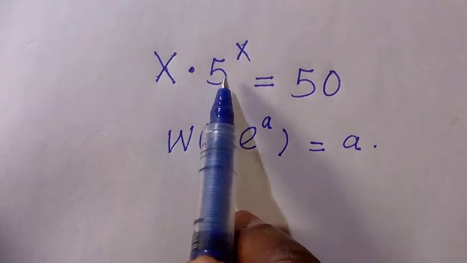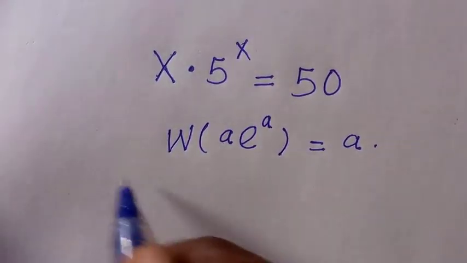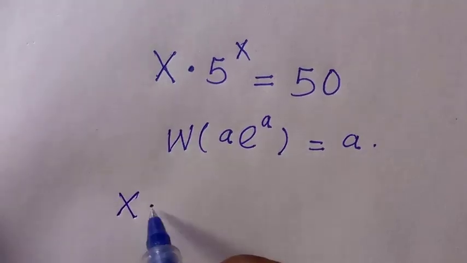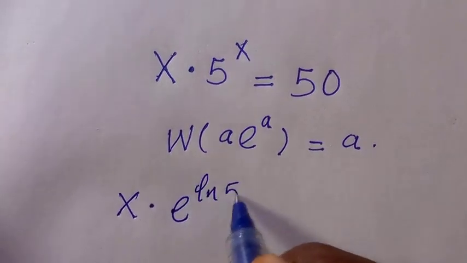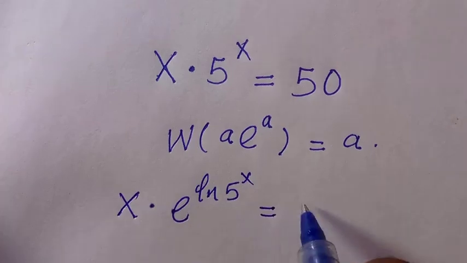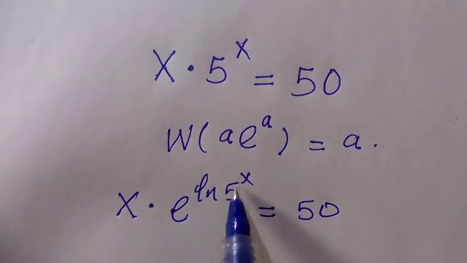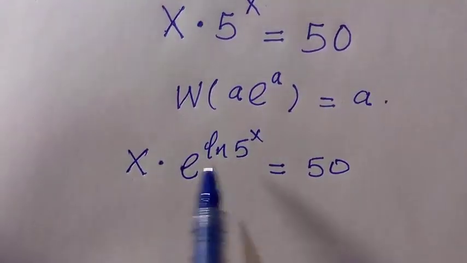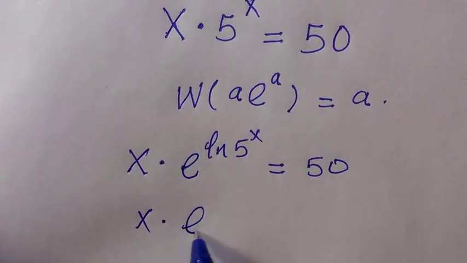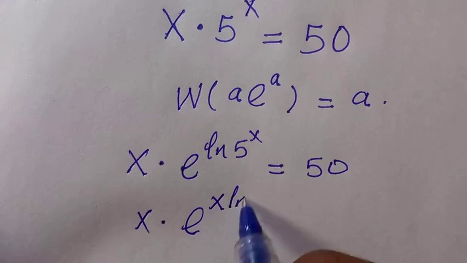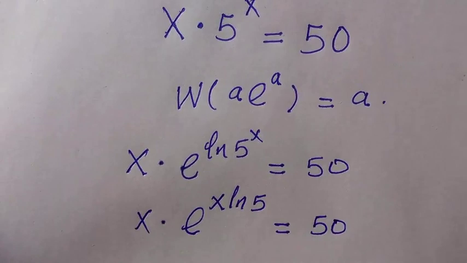So here we start with this 5 to the power of x. We're going to introduce exponential and ln to this. So here remains x multiplied by exponential of ln 5 to the power x equals 50. So this and this still cancel each other, and we have 5 to the power of x. By the rule of exponents, x comes down here, and we have x times exponential of x ln 5 equals 50.